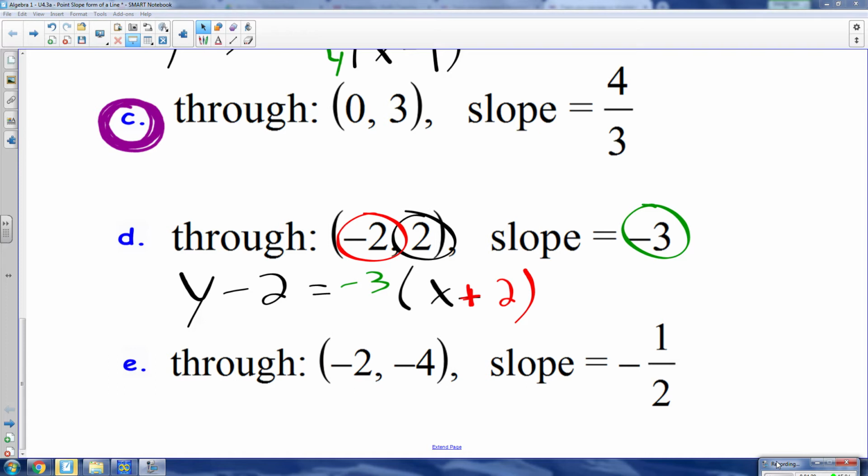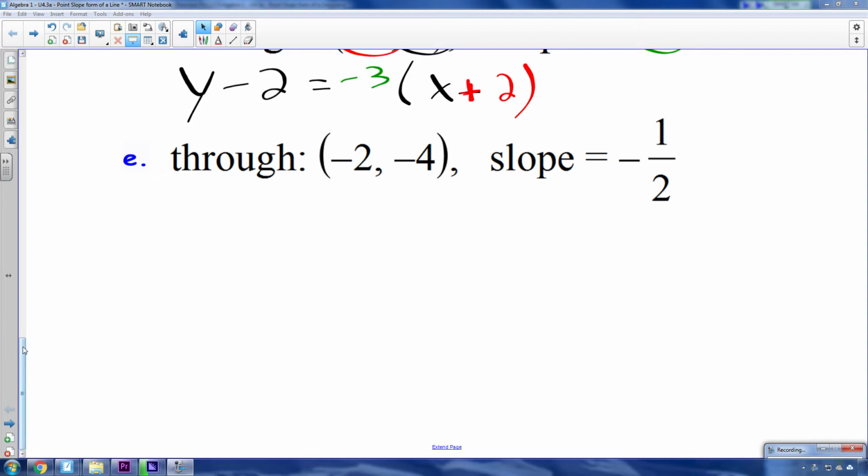Obviously, there's some work involved getting to this point, but if you have a point and a slope, writing it in point-slope form is very easy, right? Does that make sense? So let's just take it through problem E, see how you can do with that. So why don't you pause the video and give that a try. Got it.